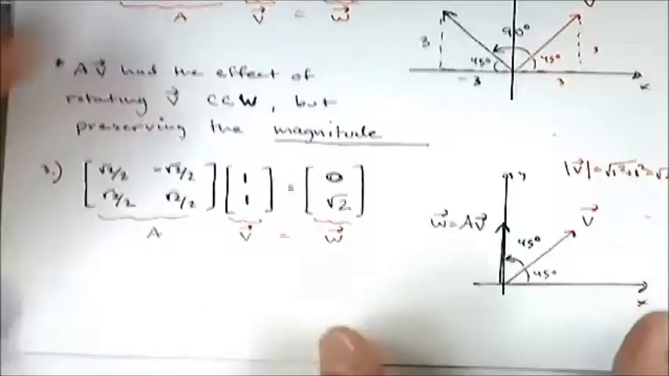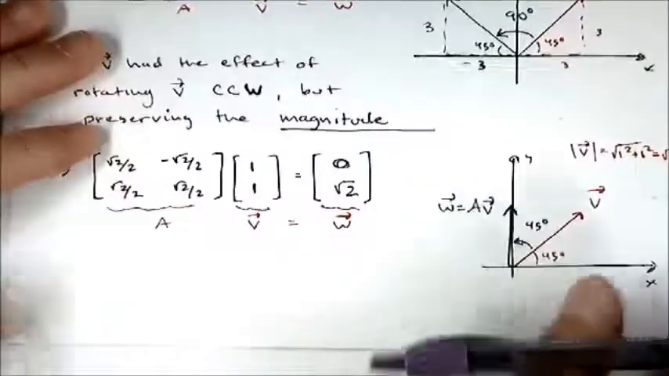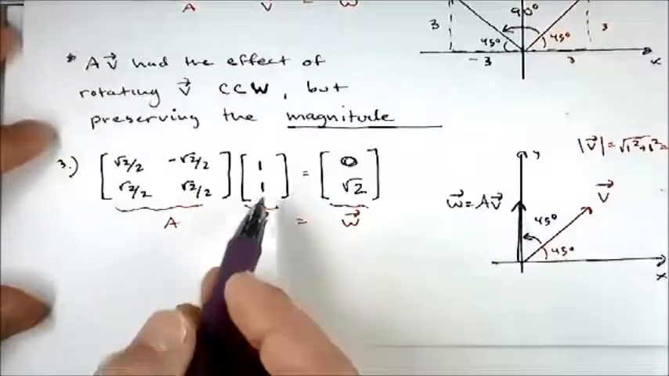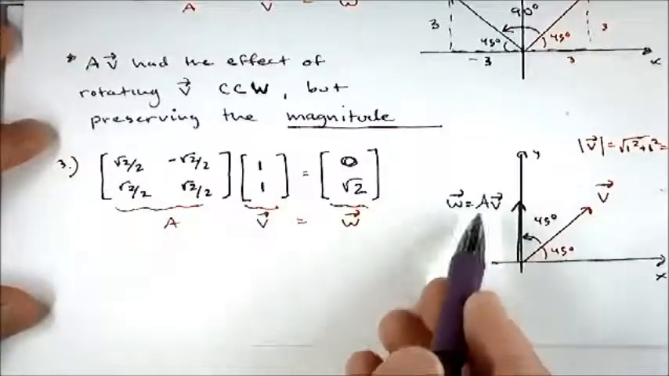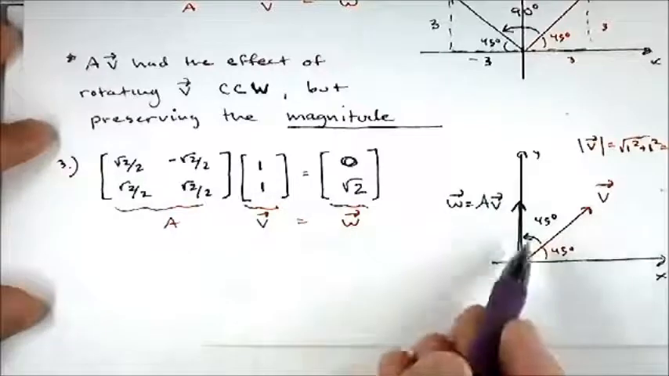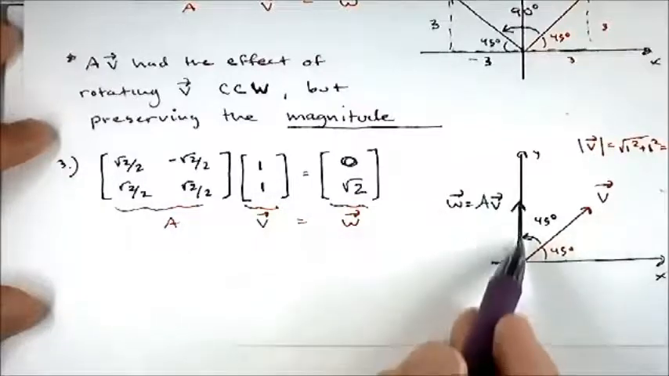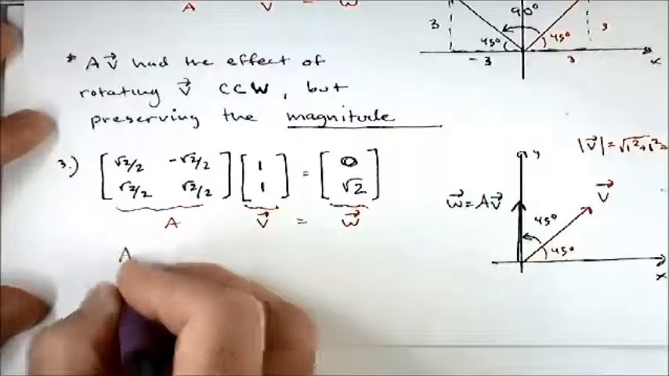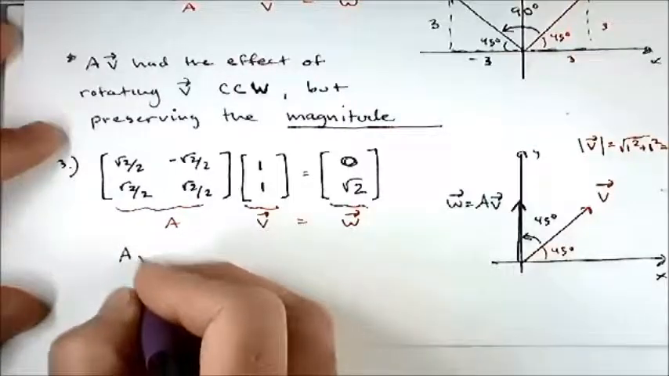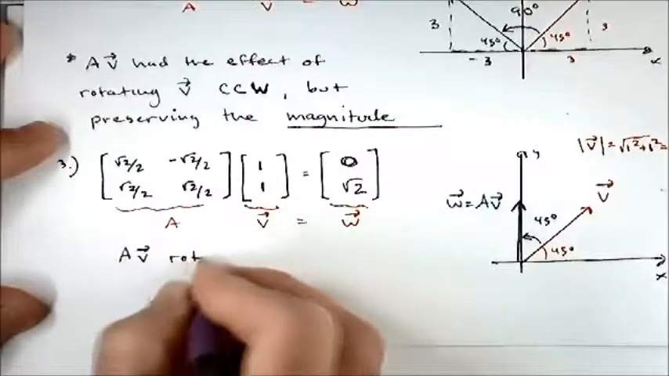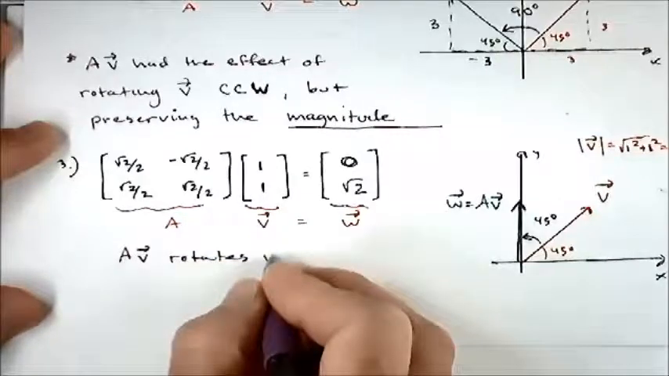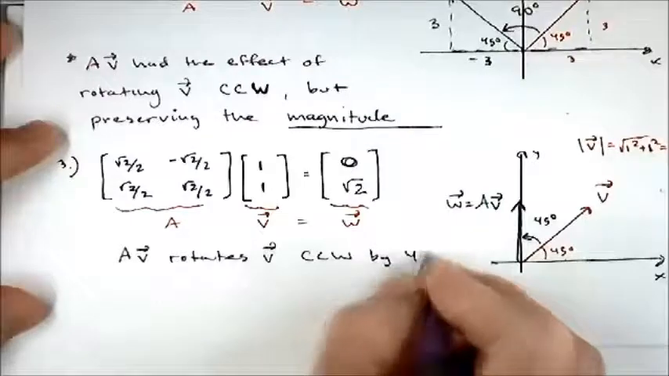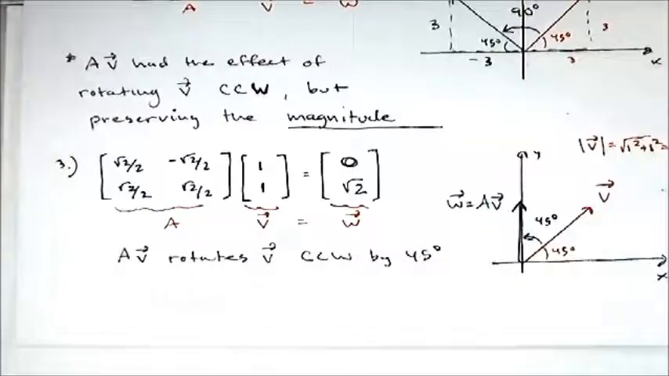So there are some of the book problems you'll see on the suggested problems that say, describe what happens when you multiply this matrix by a vector. That's what they're getting at. When they say describe what happens, like, is it rotated? Is the length the same? That's what they're getting at. So we could say A V rotates V counterclockwise by 45 degrees. That's probably good enough.